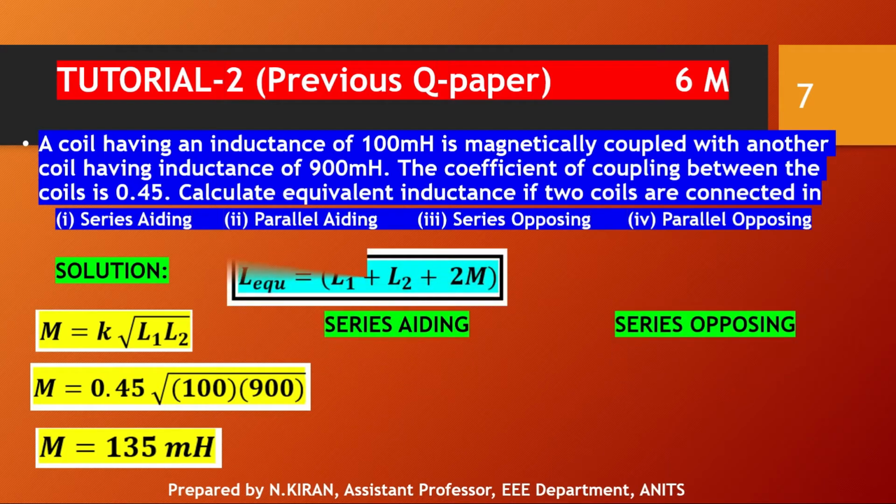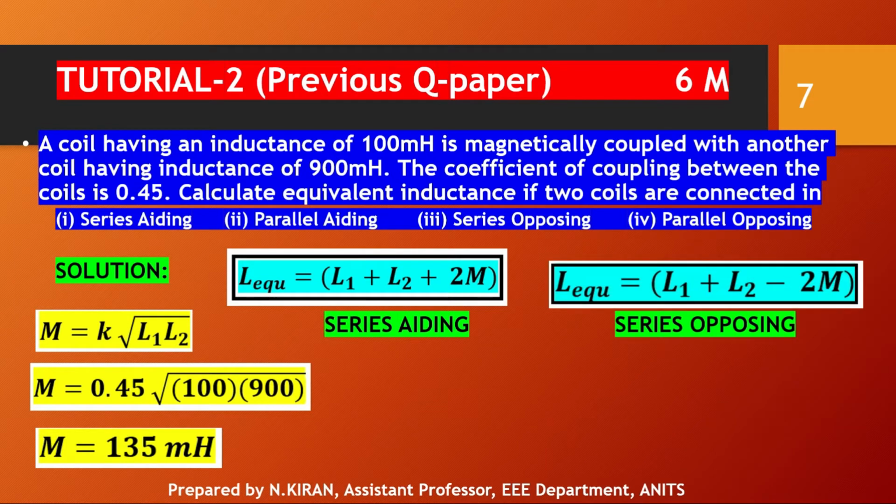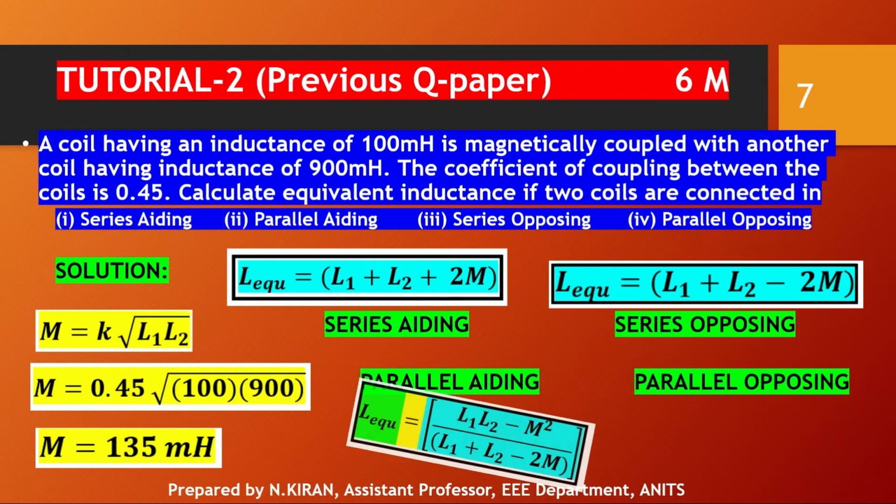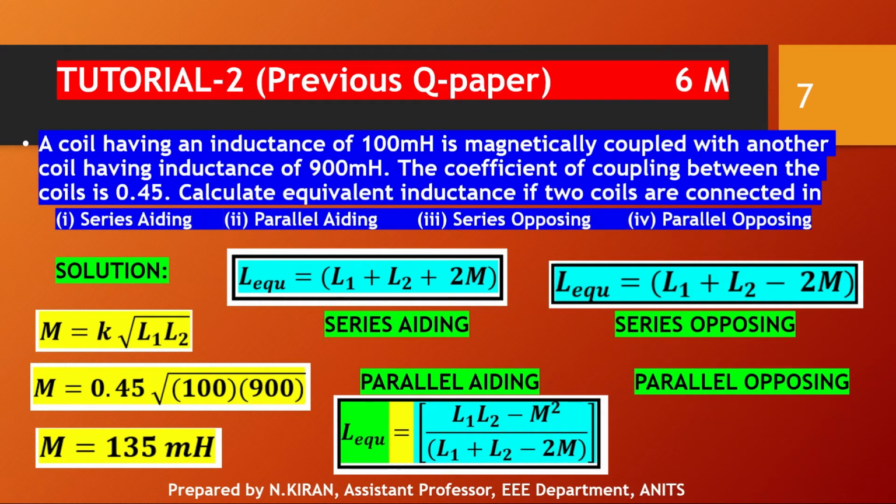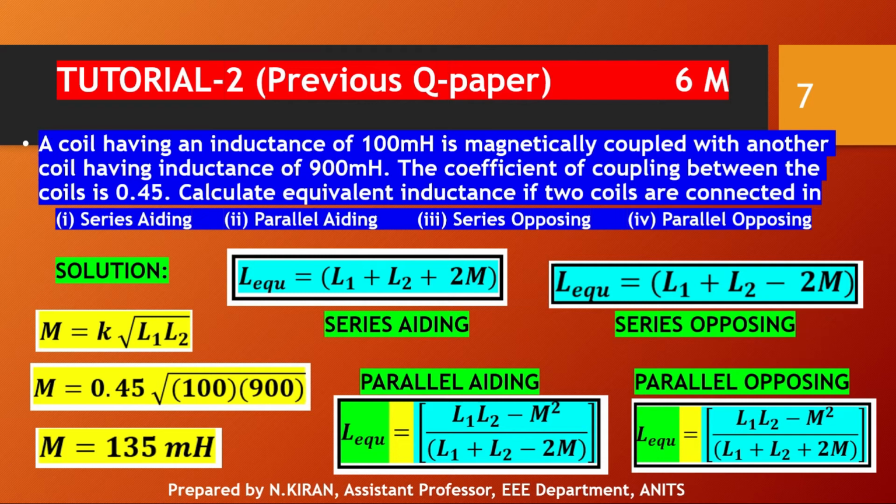So the formulas we know: in series aiding it is L1 plus L2 plus 2M. In series opposing it is L1 plus L2 minus 2M. In parallel aiding it is L1 L2 minus M square by L1 plus L2 minus 2M. In parallel opposing it is L1 L2 minus M square by L1 plus L2 plus 2M.